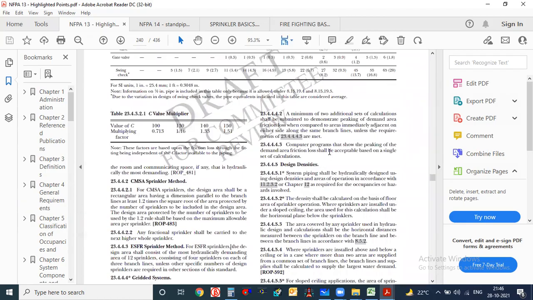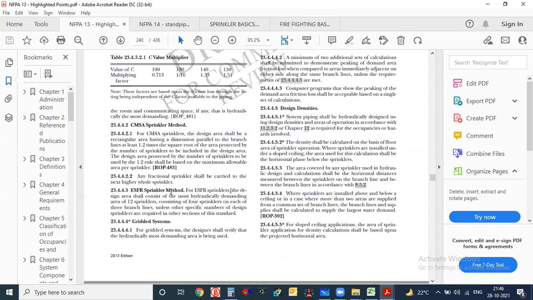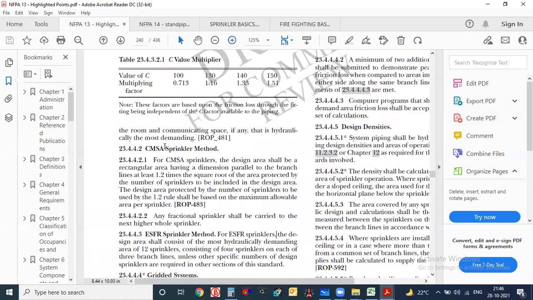What is the ESFR abbreviation for? ESFR is early suppression fast response. These systems are used in industrial buildings only. For industrial purposes, they are used actually, because in industry we require special types of sprinklers, CMSA and ESFR sprinklers. Mostly in storage type buildings, you will find this kind of sprinklers only.